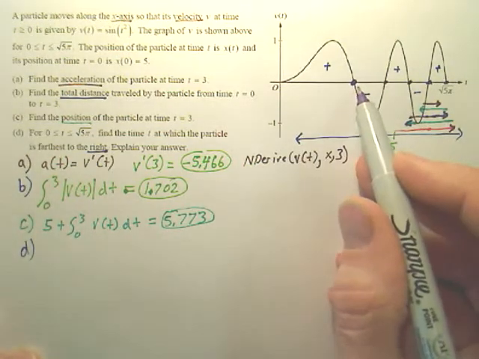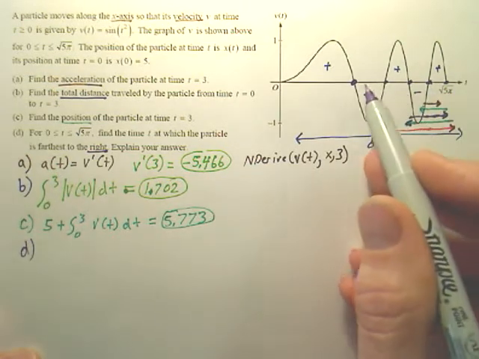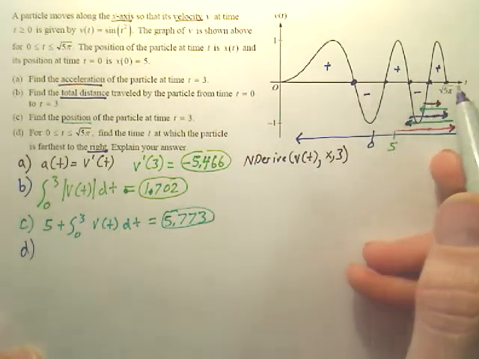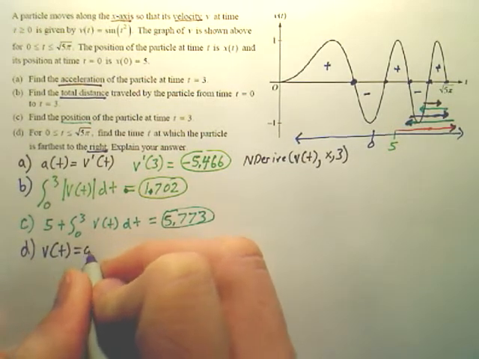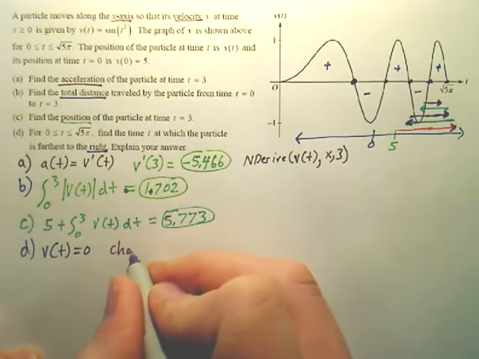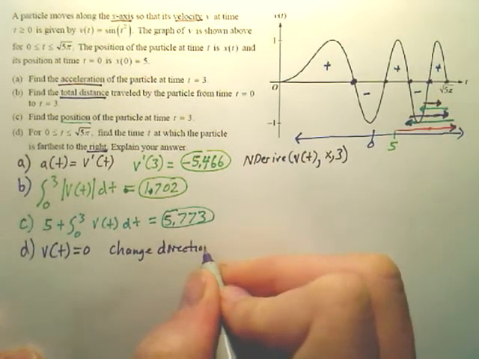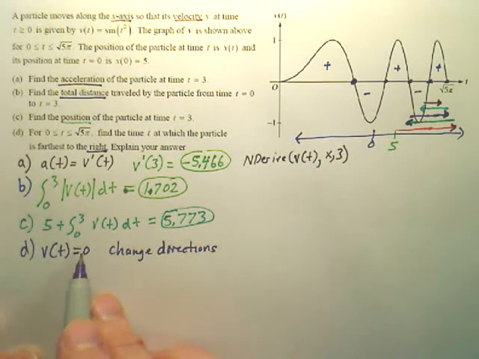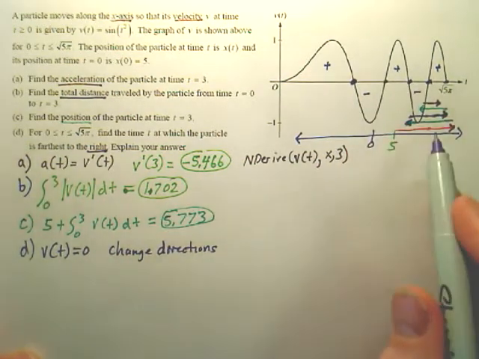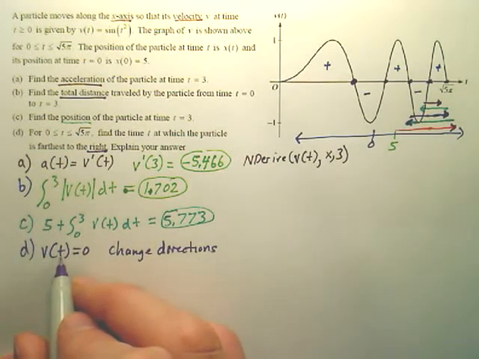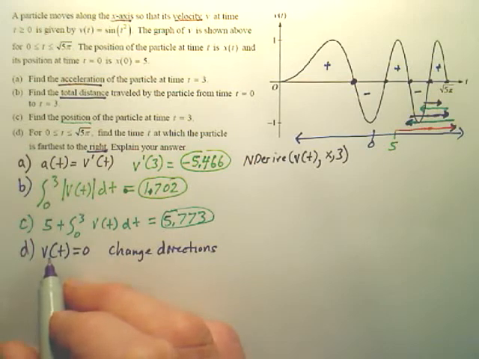What you've got to do to show the farthest to the right is focus in on these points, because these are turnaround points. Got it? So when v of t equals 0, it's when you change directions. Are we okay with that? When the velocity equals 0, that's when we change directions.